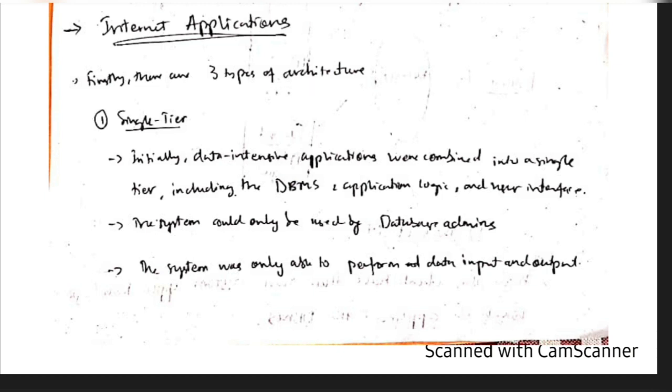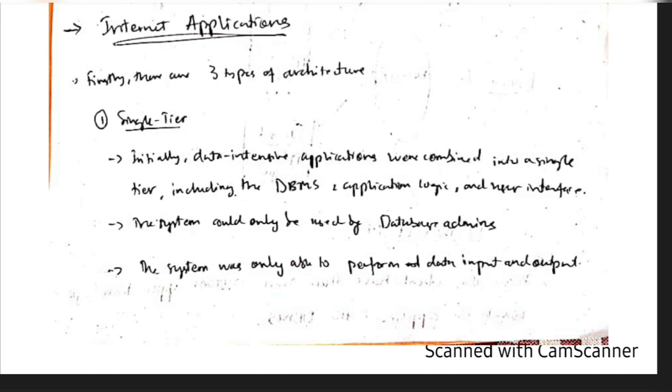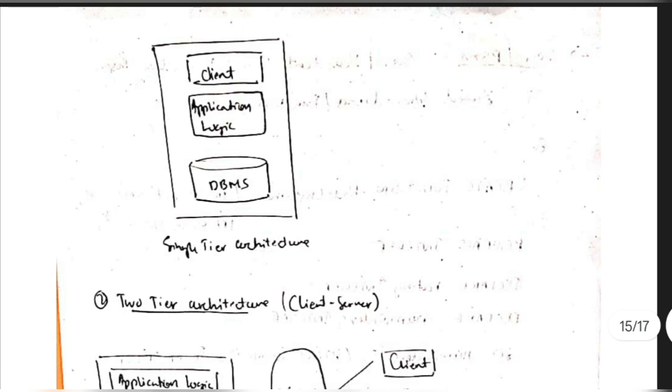In the single tier, we have the DBMS queries, functions, and transactions in a single space. Everyone cannot access this one; it can only be accessed by the database administrator. Here's the diagram. Here we have the client, application logic, and DBMS. All of this is stored in a single platform.